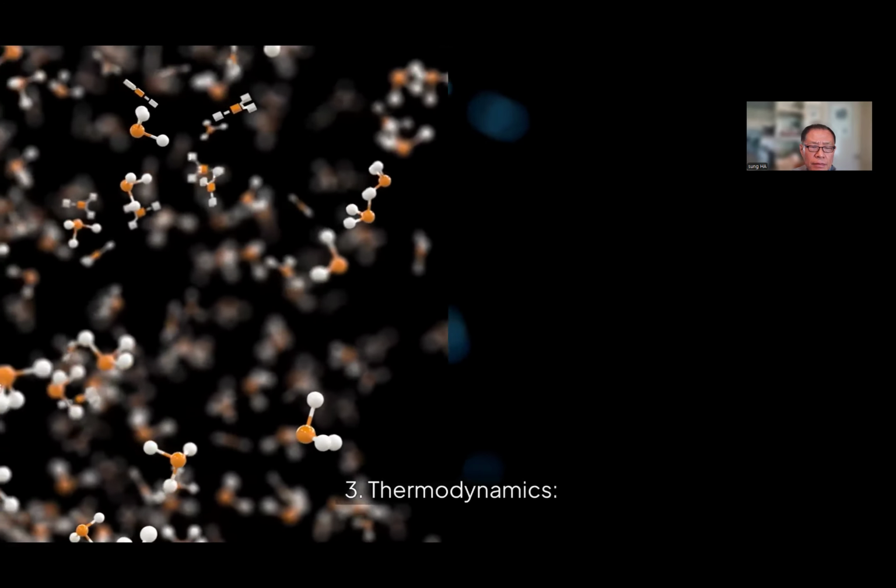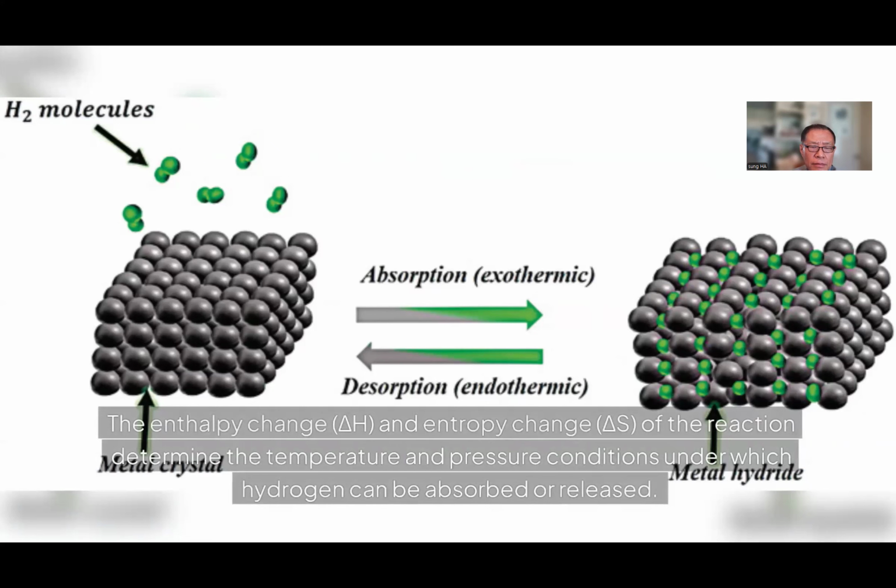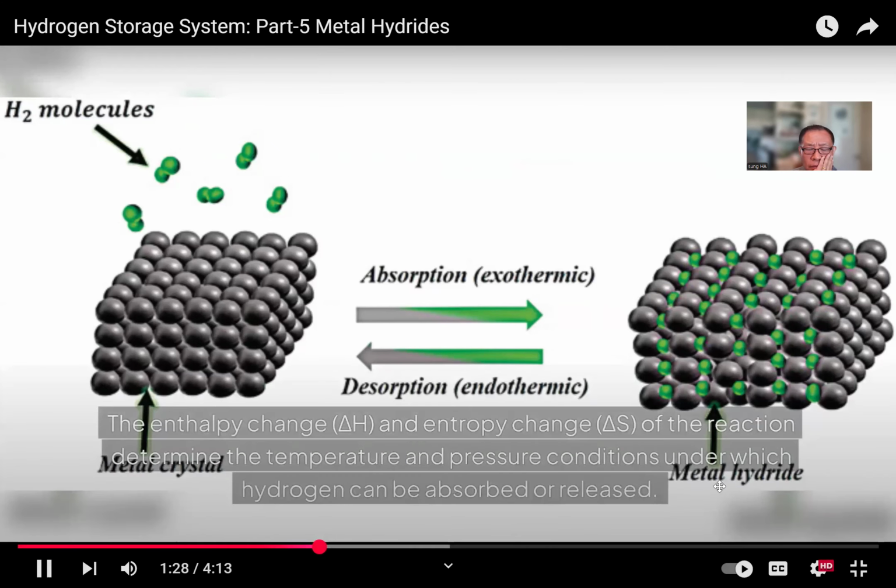Three, thermodynamics. The absorption and desorption of hydrogen in metal hydrides are governed by thermodynamic principles. The enthalpy change, delta H, and entropy change, delta S, of the reaction determine the temperature and pressure conditions under which hydrogen can be absorbed or released. Metal hydrides with lower delta H require less energy to release hydrogen, making them more efficient for storage applications.